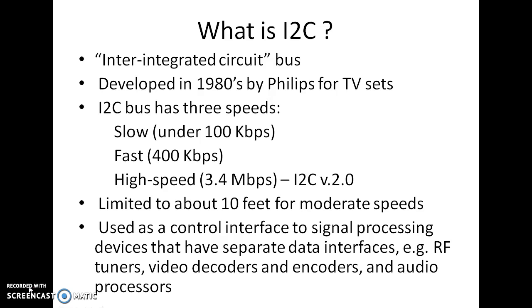Slow speed is considered under 100 kbps. Fast is up to 400 kbps, and the high speed I2C, which can be recognized as V.2.0, has speeds up to 3.4 Mbps. The range of communication in I2C is limited to about 10 feet for moderate speeds.